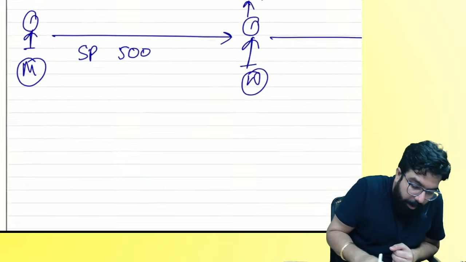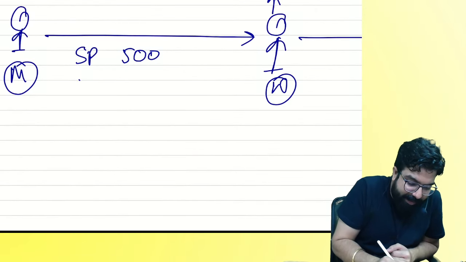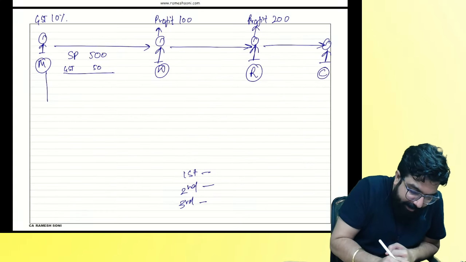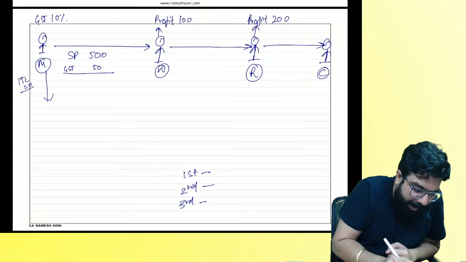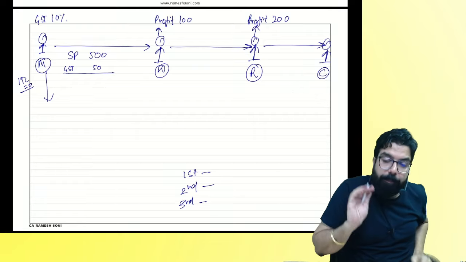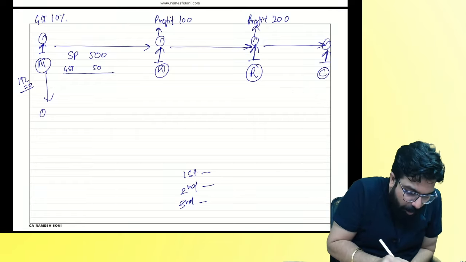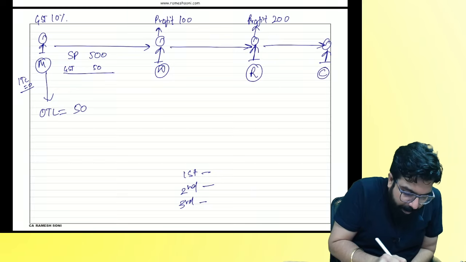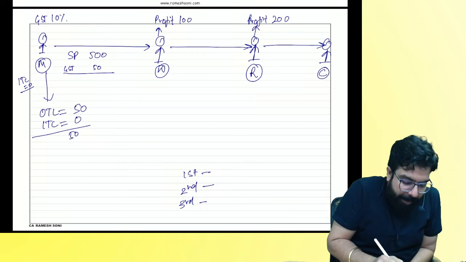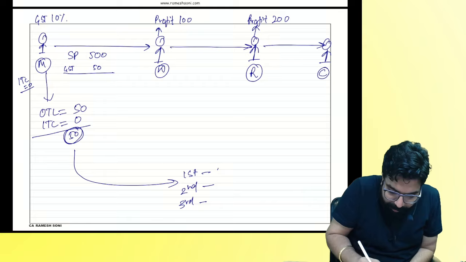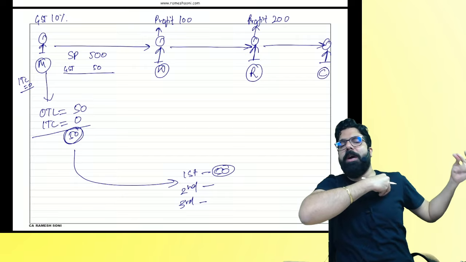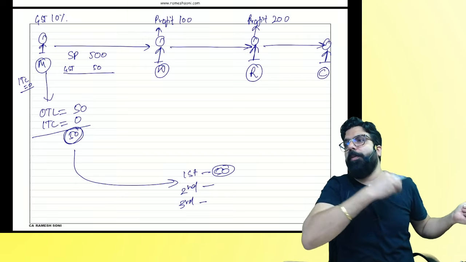Now, selling price is 500. Can you tell me GST how much? 50. Can you tell me what the manufacturer will say now? His input tax is 0. For example, I am keeping 0. His input is 0. The manufacturer's output tax liability is how much? Input tax credit is how much? How much will he pay to the government? So can you tell me how much government got at the first stage? Is 50 rupees in the government's pocket, everyone?